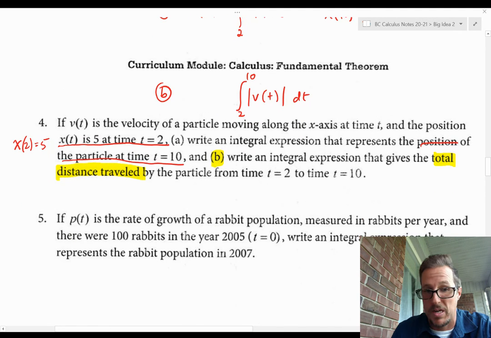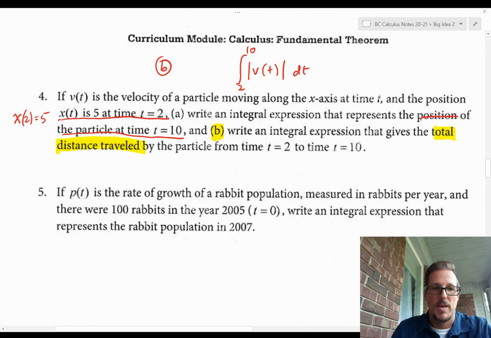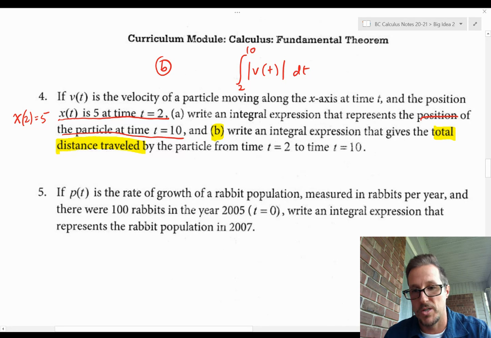All right, last one here, and then that'll be it. P of t is the rate of growth of wabbits. Now these wascally wabbits, it's going to be measured in wabbits per year, and there's 100 rabbits in 2005. That's time 0. Okay, write an integral expression that represents the wabbit population in 2007, 2 years later. All right, so here we go. Kind of looks like a rabbit.